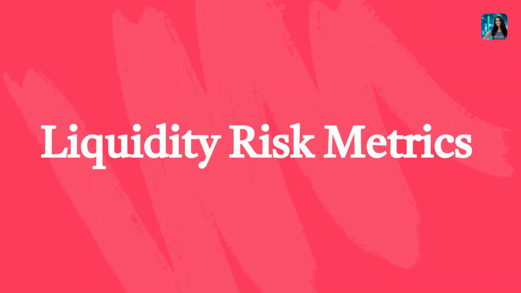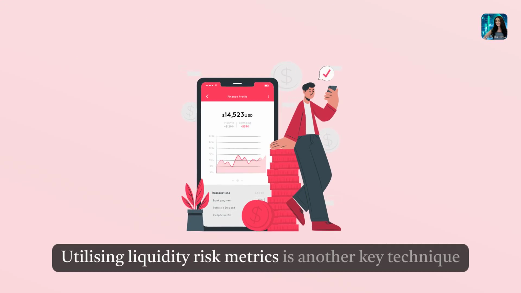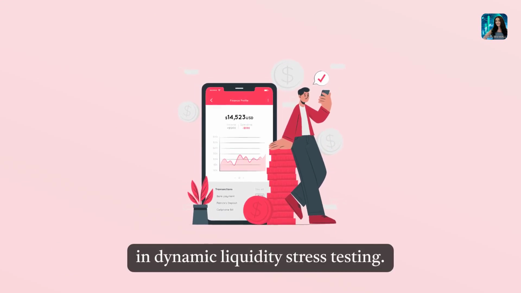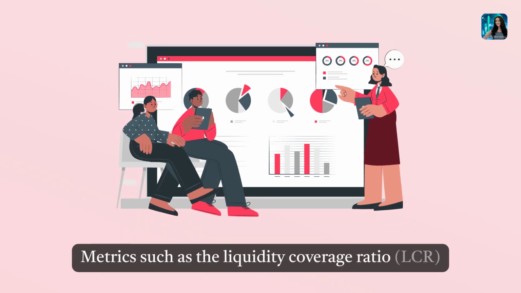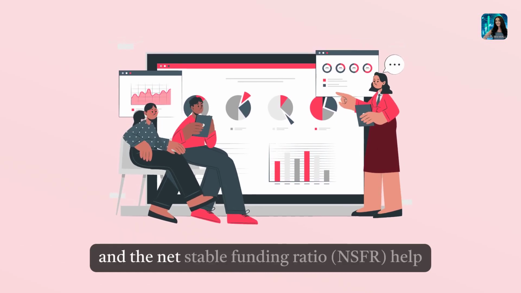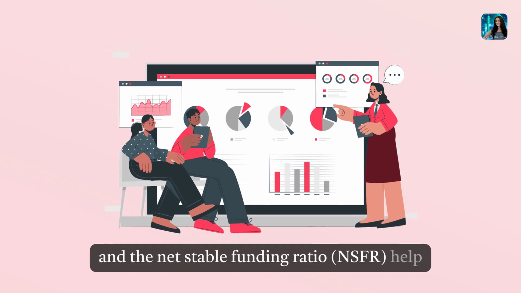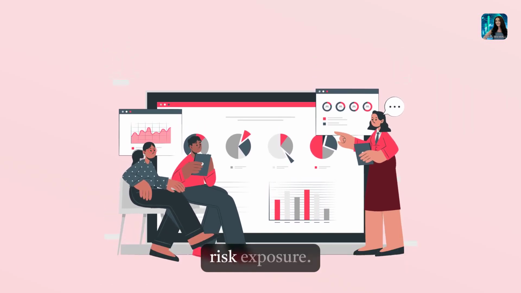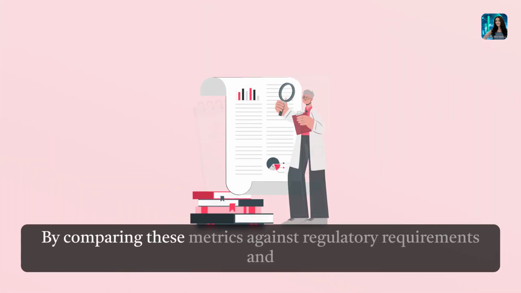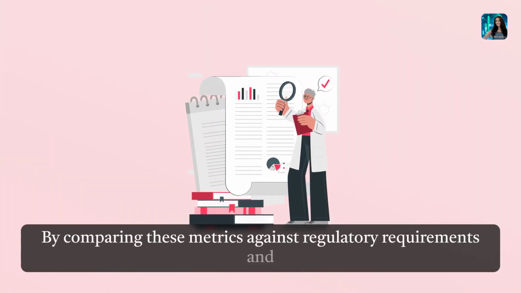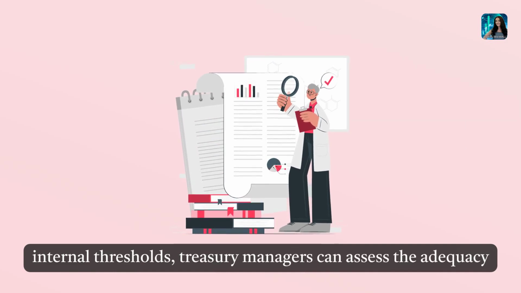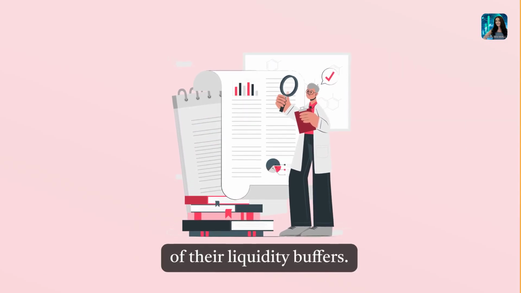Liquidity risk metrics. Utilizing liquidity risk metrics is another key technique in dynamic liquidity stress testing. Metrics such as the liquidity coverage ratio, LCR, and the net stable funding ratio, NSFR, help Treasury managers quantify and monitor the company's liquidity risk exposure. By comparing these metrics against regulatory requirements and internal thresholds, Treasury managers can assess the adequacy of their liquidity buffers.